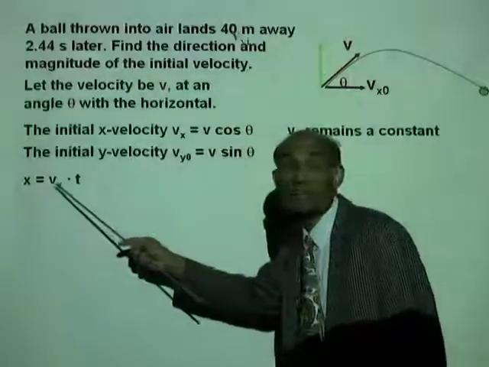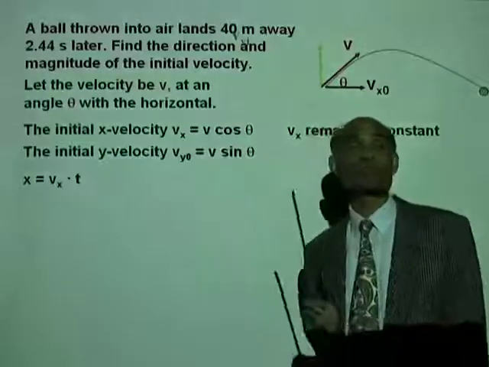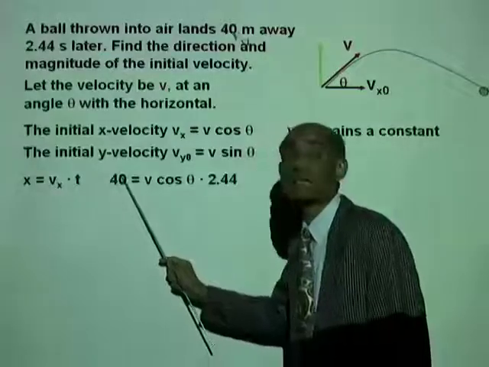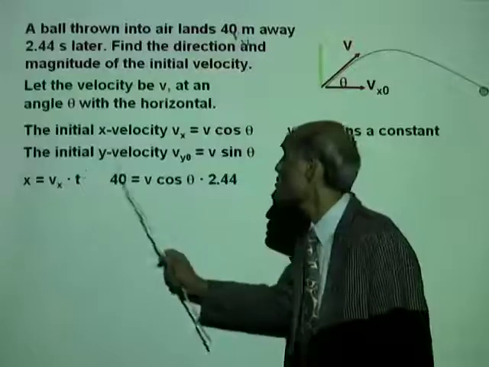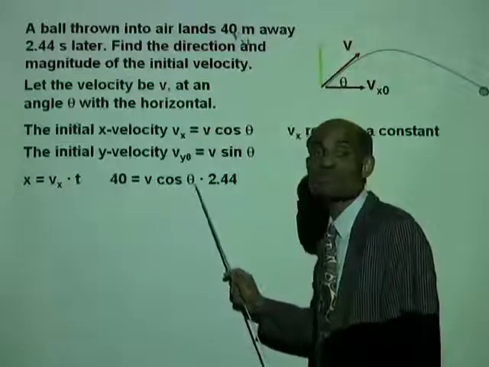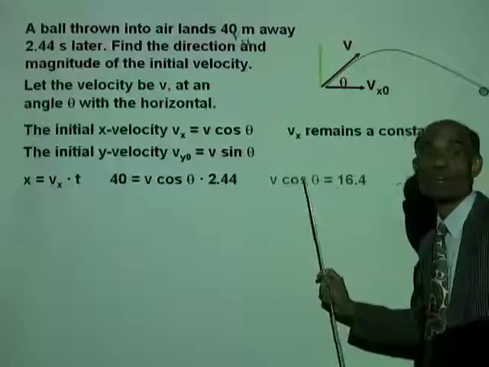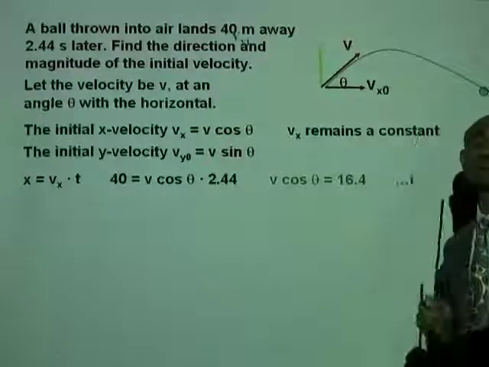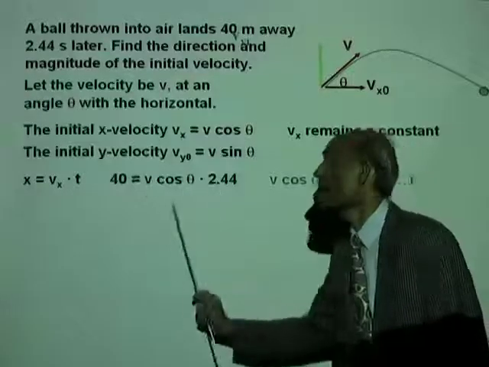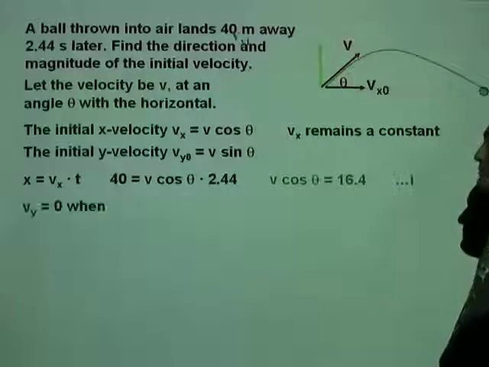Well, x equals Vx multiplied by time. The horizontal range is the horizontal velocity multiplied by the time of flight. Now, the horizontal range is 40 meters and the time of flight is 2.44 seconds. So we have 40 equals V cos theta times 2.44, and that gives us one equation. V cos theta equals 40 divided by 2.44, or V cos theta equals 16.4.